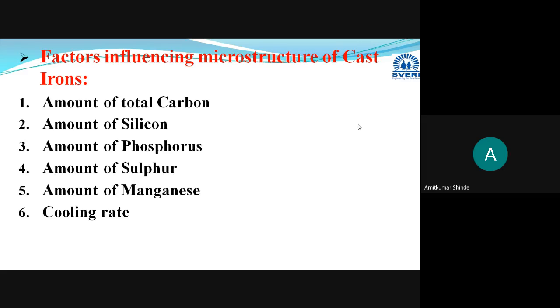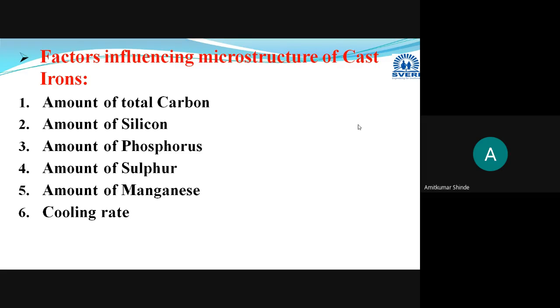If you increase the amount of carbon, silicon, or phosphorus, it will increase the graphitization process, meaning it will increase the formation of free carbon in the form of graphite. As it increases the formation of free carbon in the form of graphite, it results in the formation of gray cast iron, as gray cast iron consists of free carbon in the form of graphite flakes. Depending on the microstructure only, we have decided its type. That is, gray cast iron consists of free carbon in the form of flakes.